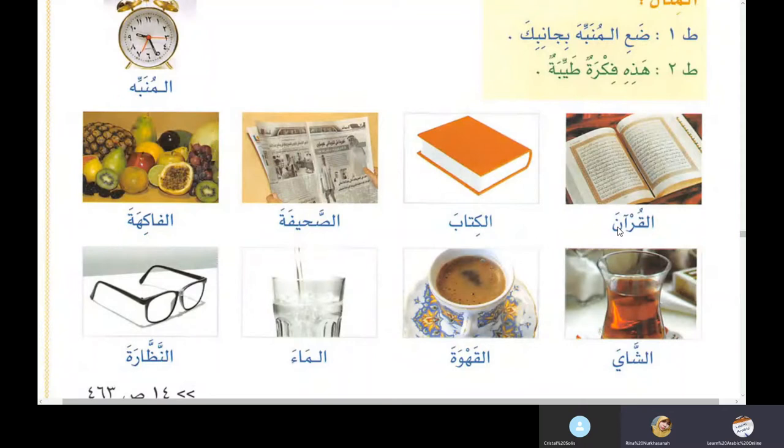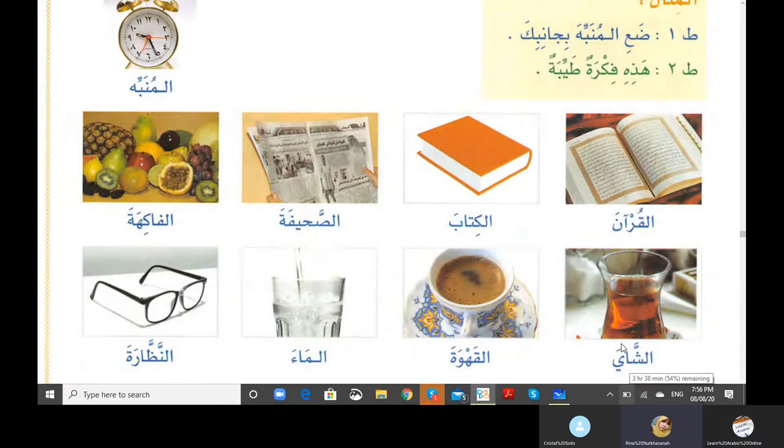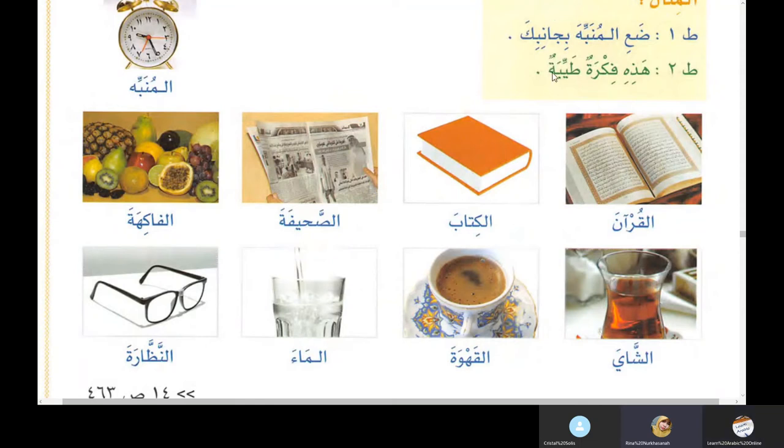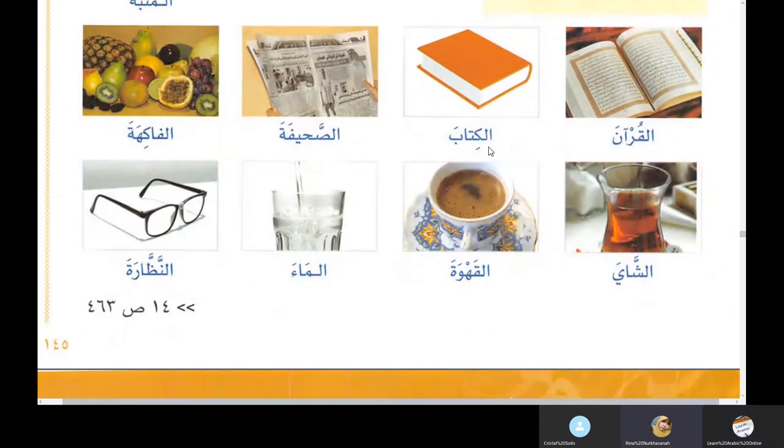Do'il Quran bijanibika, bijanibika. And then hazihi fikratun tayyibatun. And then next is do'il kitaba bijanibika, hazihi fikratun tayyibatun. And then do'is sahifata bijanibika, hazihi fikratun tayyibatun.